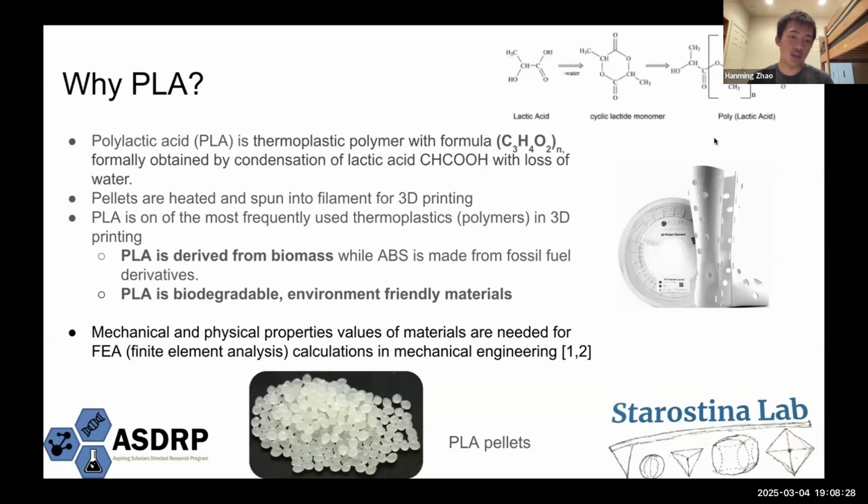ABS. Relative to ABS, it is biodegradable and more environmentally friendly, because it is derived from biomass, while ABS is made from fossil fuels. The reason why we want to characterize the mechanical and physical properties of these materials is because the properties are needed for finite element analysis, which is crucial in mechanical engineering.